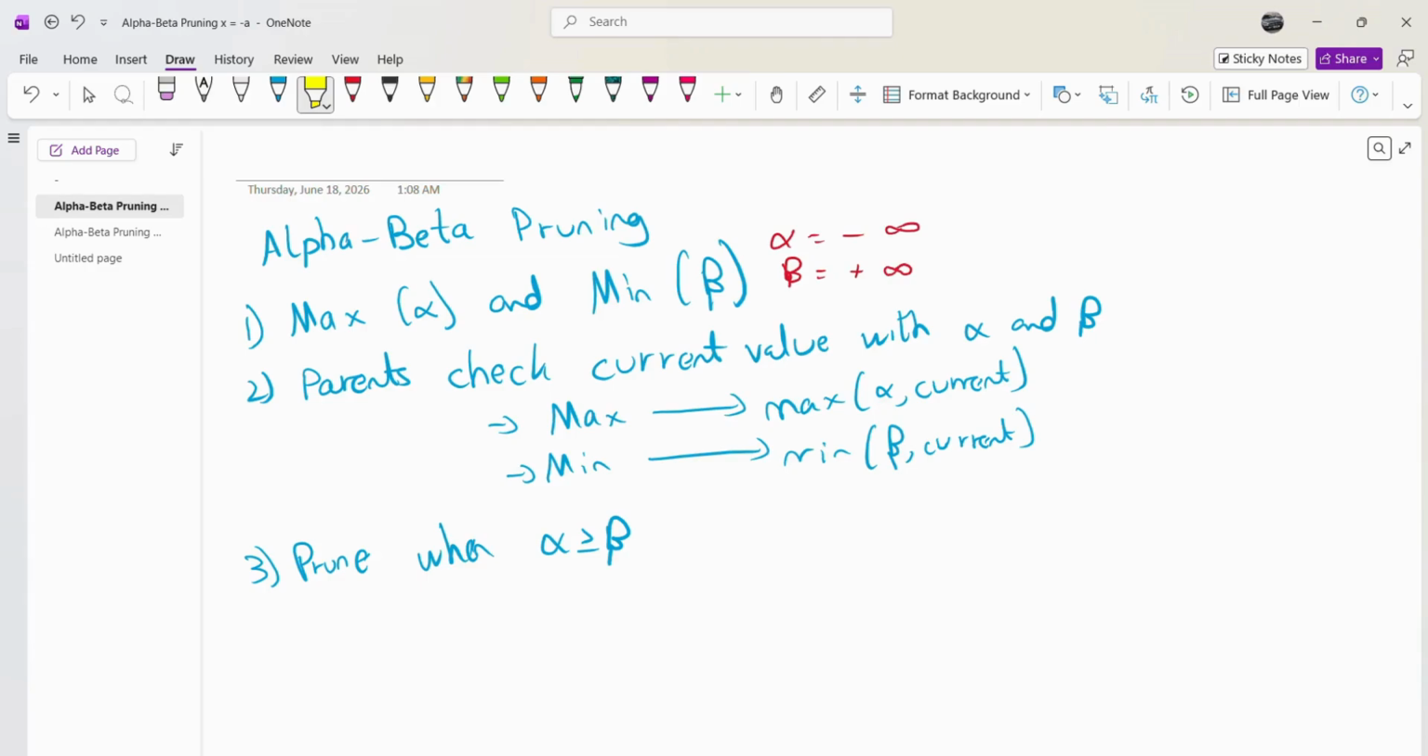The second thing is that the parents will be checking the current value with alpha and beta. So the max node will be checking the maximum between the alpha and the current value, and the minimum node would be checking the minimum value between the beta and the current value. And thirdly, we have the condition for pruning, that is, we prune when our alpha is more than the beta or equal to it. So keeping these rules in our mind, let's begin with the work example.